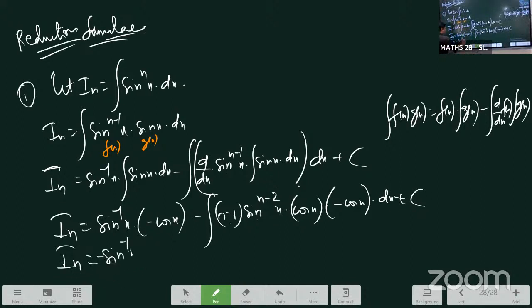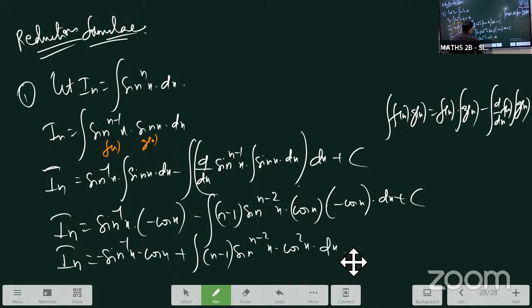Minus sin inverse x into cos x. Now this minus and this minus becomes plus. Simplification. N minus 1 as it is. Now sin to the power n minus 2 x into cos square x dx.